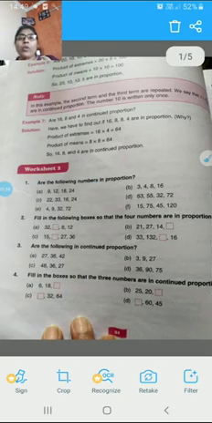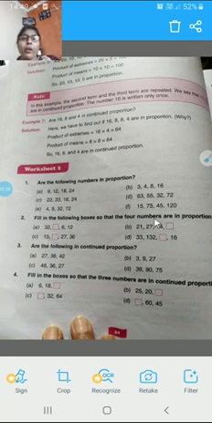So once again, watch the question. The second question is filling the following boxes so that the 4 numbers are in proportion. Here we have the second number missing, and in part C also the second number is missing, so we have written x. But in part B the fourth number is missing, and in part D the third number is missing. But the concept is the same: whatever is missing, you assume it to be x. Here x will act as an extreme term and here x will act as a mean term. Okay, so you can try these two parts also.